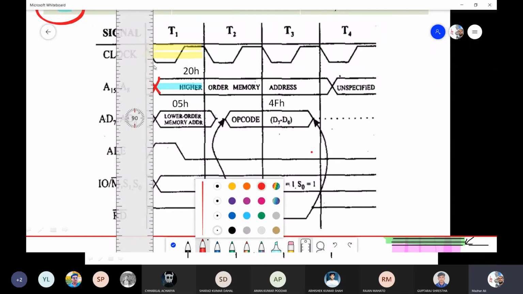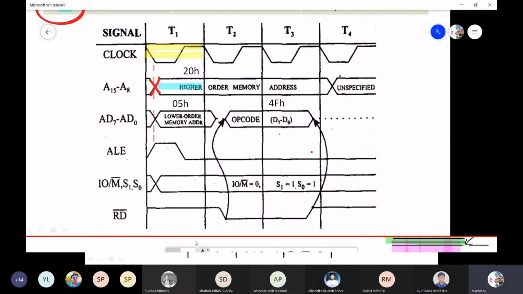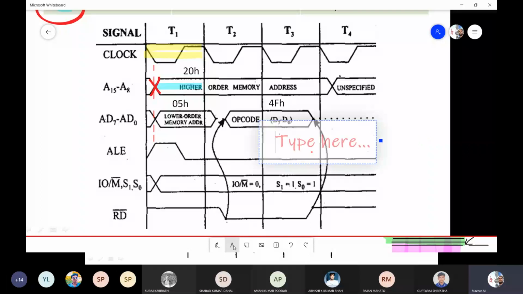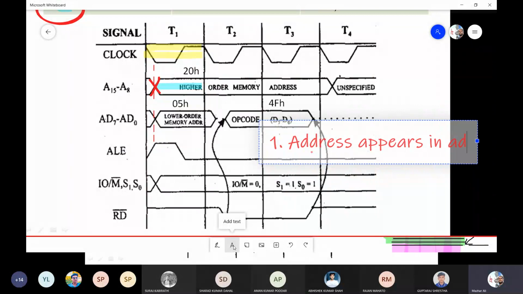Okay, so this is the point that we need to see. This event, I will highlight this event, and up to here I will highlight it over here. This event is event number 1. I will write that event number 1. Address appears in address bus.